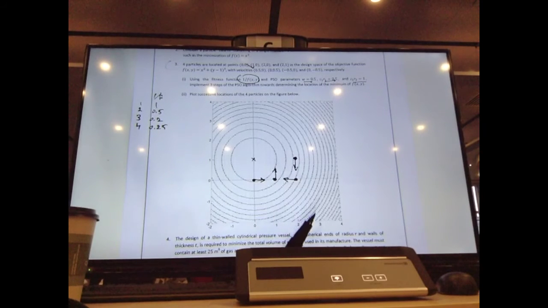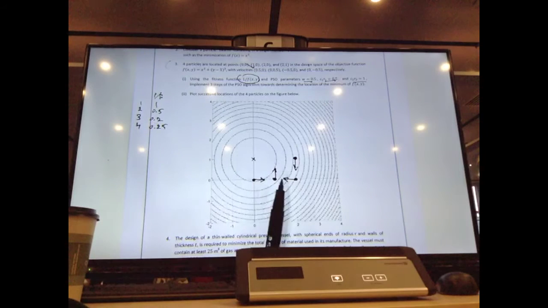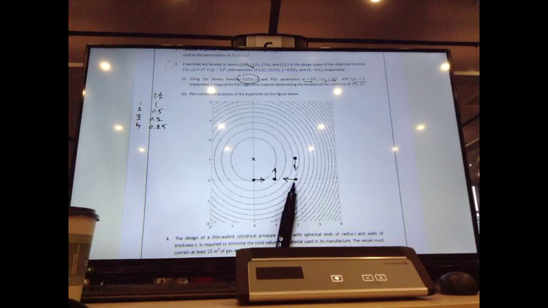And the particle, where are we? Particle 4, where are we? No, sorry, particle 3. Apologies. Particle 3 we can see is clearly sitting just outside this circle, and all the other particles sit inside this circle, so this must be the weakest particle, and yes, its fitness is 0.2, which is the smallest. So what do we need to determine now?